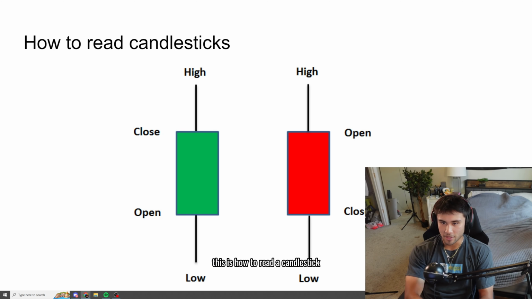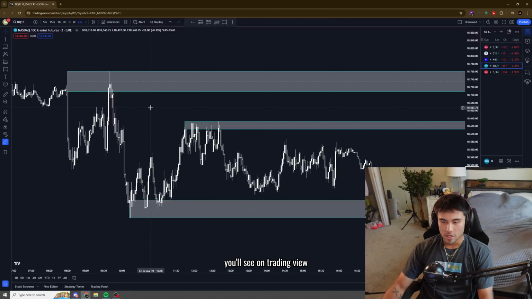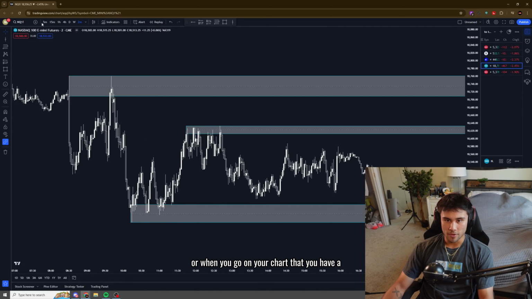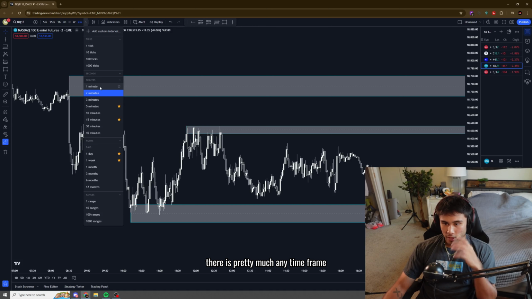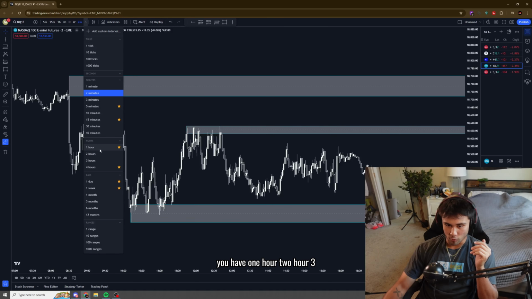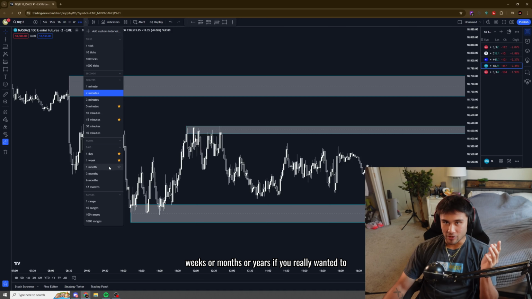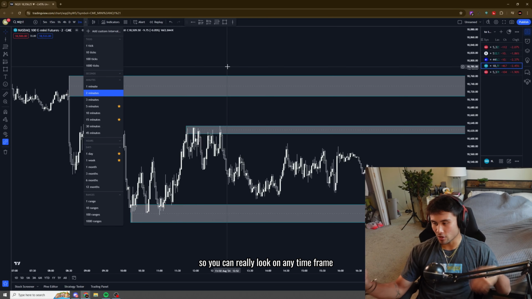This is how a candlestick is read. You'll see on TradingView, or when you go on your chart, that you have a bunch of different time frames. When people are referencing time frames, this is what they are talking about. You can go on any time frame that you want. You have 1 minute, 2 minute, 3 minute, 5, 10, 15, 30, 45. You even have hours: 1 hour, 2 hour, 3, 4. You even have days, weeks, months, or years if you really wanted to. So you can really look at any time frame.